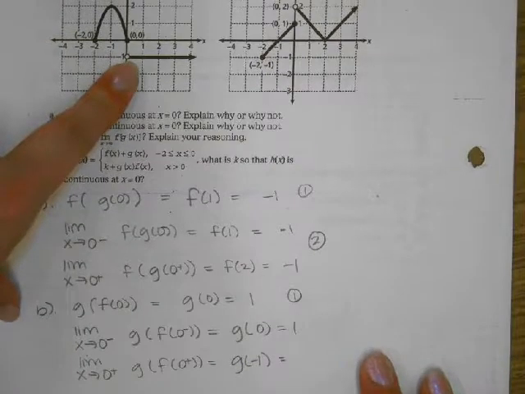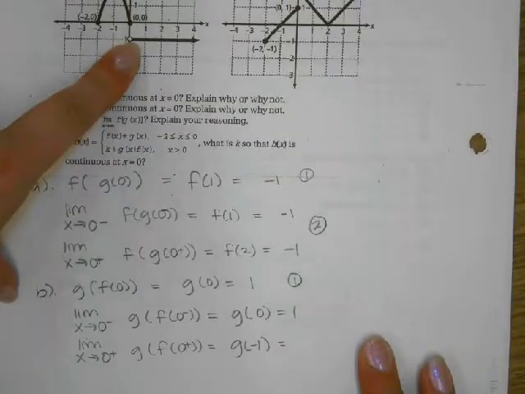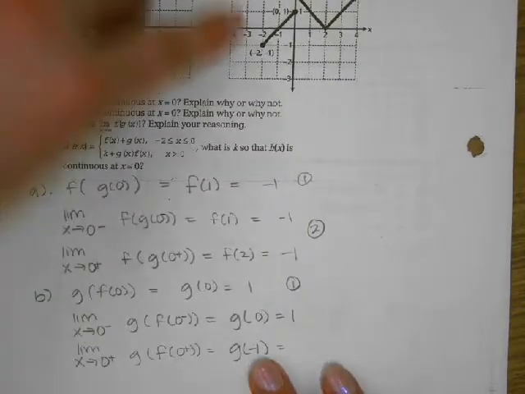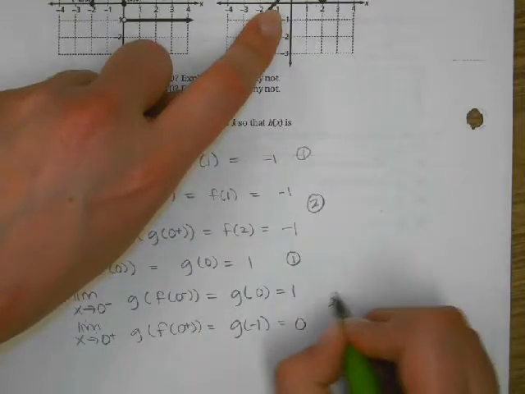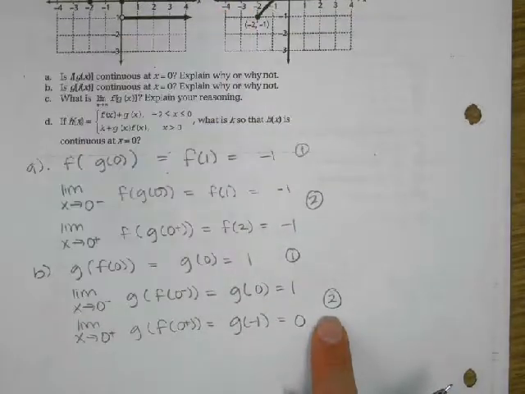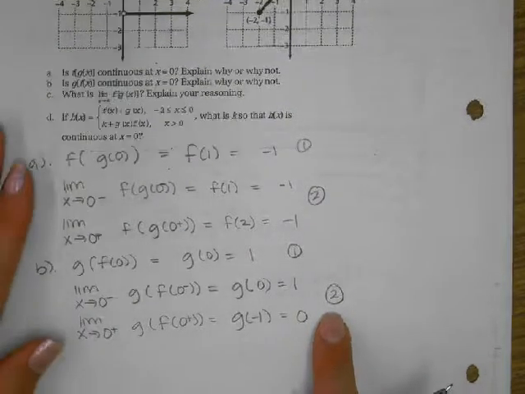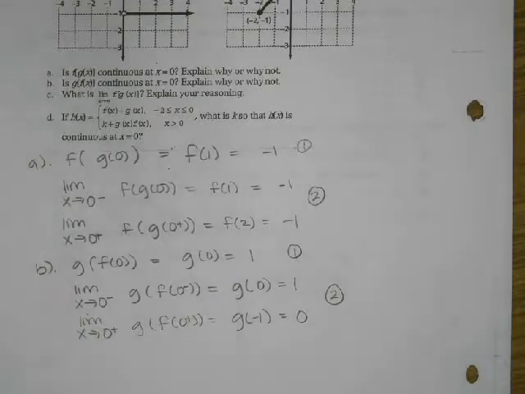And then if we look over at the g function and see what happens if we plug in negative 1, then we get 0. So here we did not pass the second step. The second step was that the left-hand limit and the right-hand limit have to agree with each other, and they do not. And so we would say the left-hand limit and right-hand limit don't agree. That's a good reason to say no, it's not continuous.